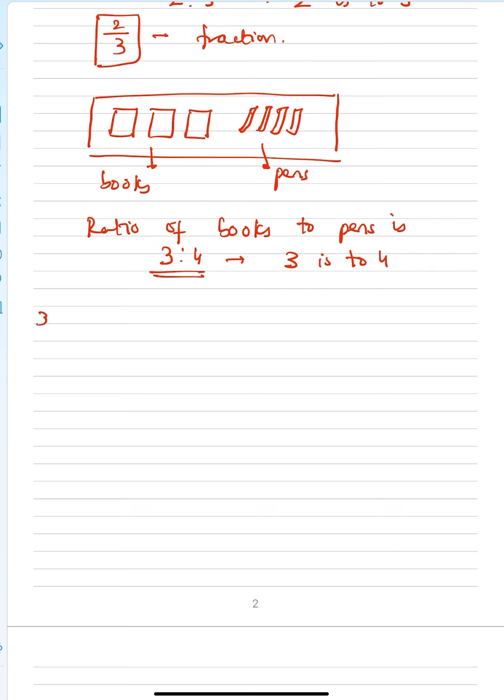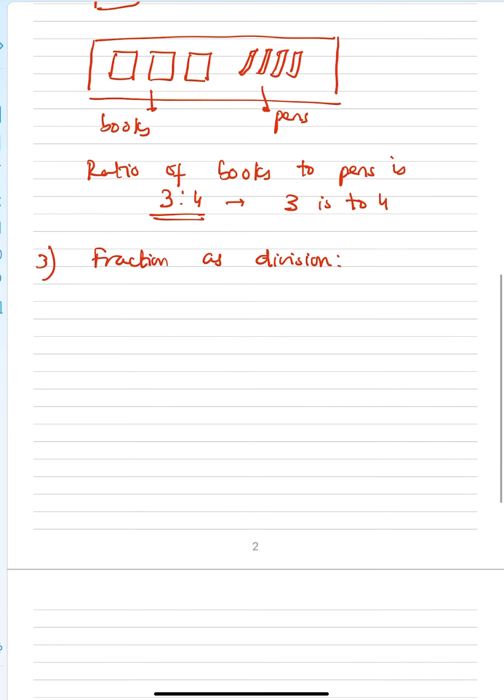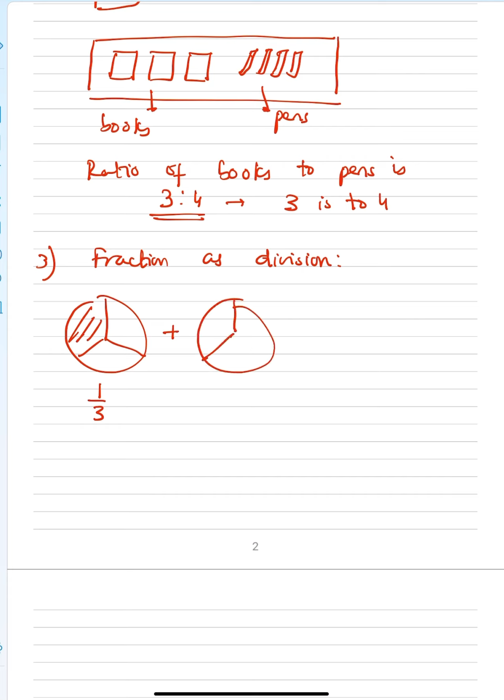Now third we will learn is fraction as a division. Now see, what is the meaning of this? Suppose there are 2 things, 2 circles I take. Let me take one circle divided into 3 groups. One is used. I will say 1/3. I will take another circle again divided by 3 groups. I'll take 1 out of it.